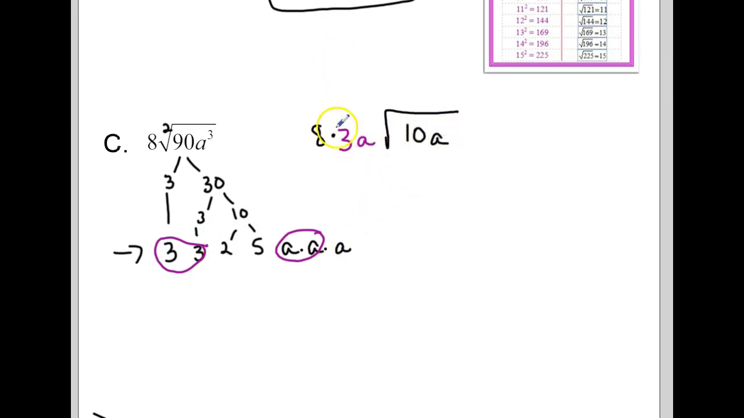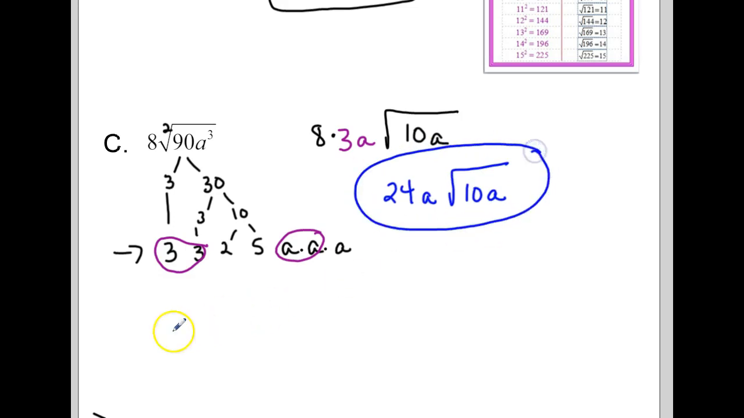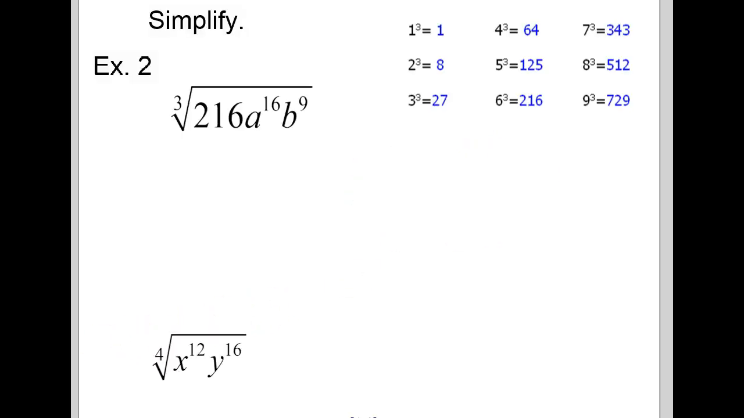You've got to do this multiplication. Everything outside of here, this whole expression, is multiplication. 8 times 3 is 24a, and then I've got 10a left underneath the radical. Okay? That's how that one works.